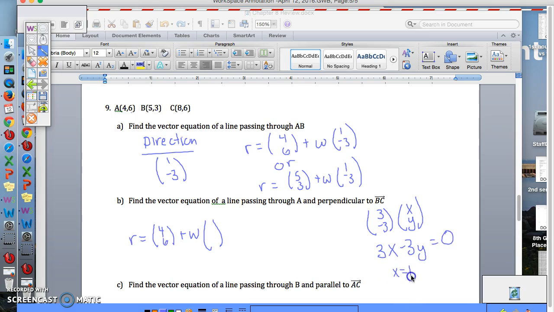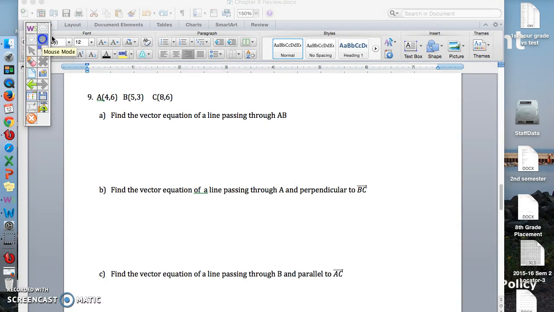So x could equal 1 and y could equal 1. So 3 minus 3 is 0. But there's many different options here. So there are other options as long as that x and y value give you a dot product of 0.